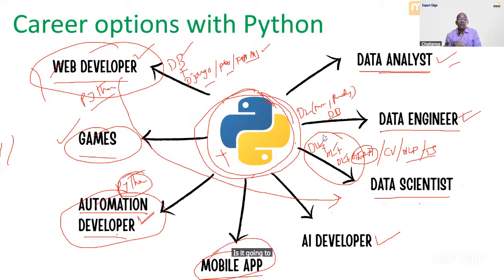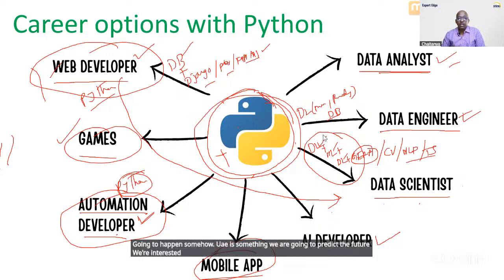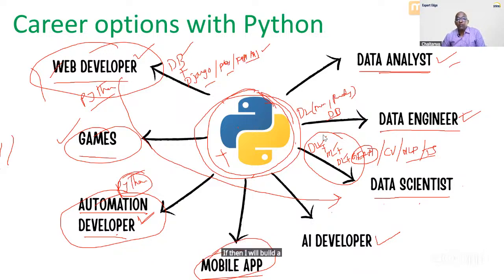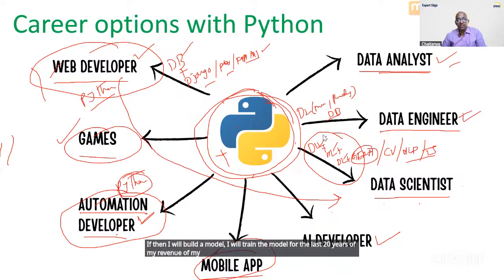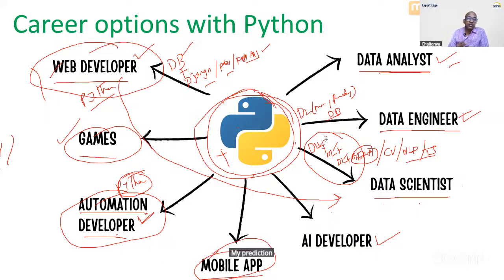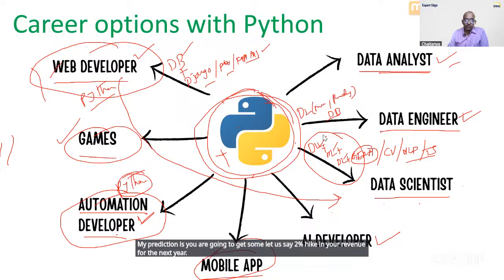So AI is something where we are going to predict the future. We are interested to predict. For example, I am running a business and I want to know what my next year revenue is. Then I will build a model and train the model on the last 20 years of revenue of my business, and then the model is going to predict something. Hey, based upon your last 20 years of revenue, my prediction is you are going to get, let us say, a 2% hike in your revenue for the next year. Clear?